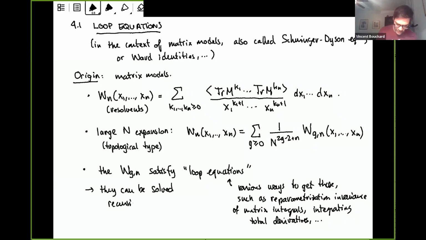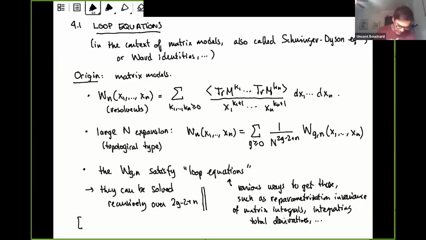And recursively here is over the power of 1 over n. So this is over 2g minus 2 plus... Okay, and this is basically what was done in the original paper of Latam, and that's what gives rise to topological recursion. Okay, so that's the context of matrix model.